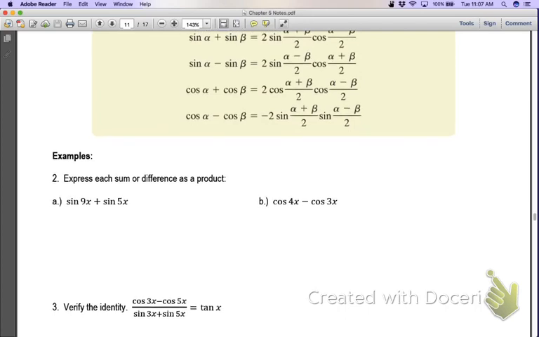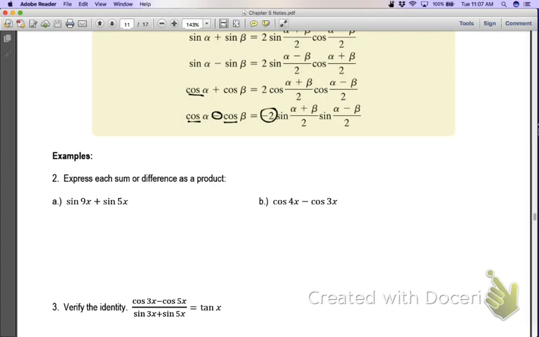Now, on example B, notice that it is cosine minus a cosine. This is the only case where you will have a negative 2 in the beginning. Everything else is positive. This is the only case, if you have a cosine and a cosine and it's subtraction. Cosine and cosine above and it's addition, nothing we have to worry about. So the only thing that we have to worry about is if you have two cosines and they are subtracting from each other, then it's going to be a negative 2.